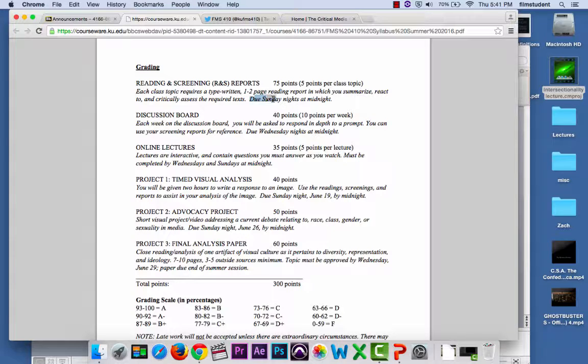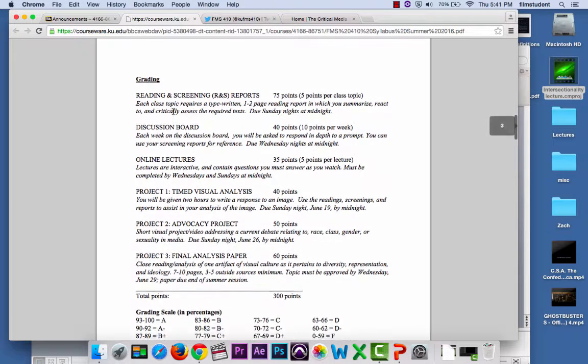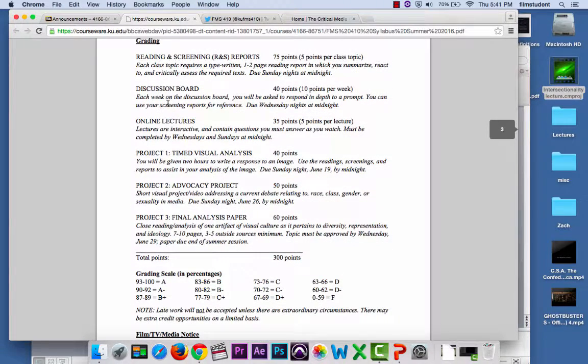Reading and screening reports are due Sunday nights at midnight. What I'm asking you to do with these, I don't want each day to be an individual document. I really want it to be like a journal. So have just one document online, or a Word or PDF with all your reports in it, because Blackboard will only let you upload one document when you submit your reading and screening reports. So I'm not looking for 3 or 4 of them per week. I'm looking for one, and I'll reiterate that on submission deadlines.